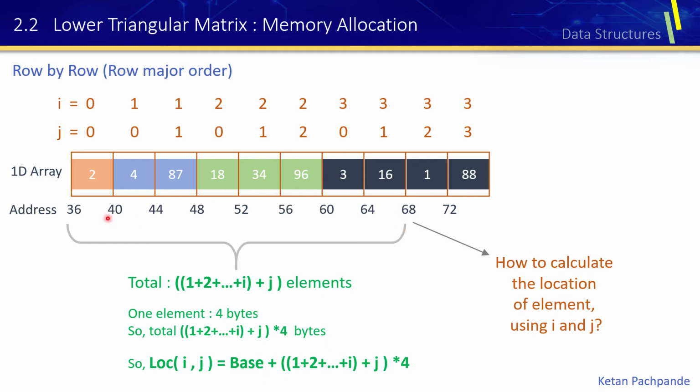Obviously, we have to add the base address. So if the first element starts at 36, and if I have 1 plus 2 plus 3, that is 6, 6 plus 2, that is 8. So in this particular example, 8 into 4, 32, and 32 plus 36. We have to add the base address to the total number of bytes covered so far. So 36 plus 32 bytes covered so far, and my location of the interested element is 68.